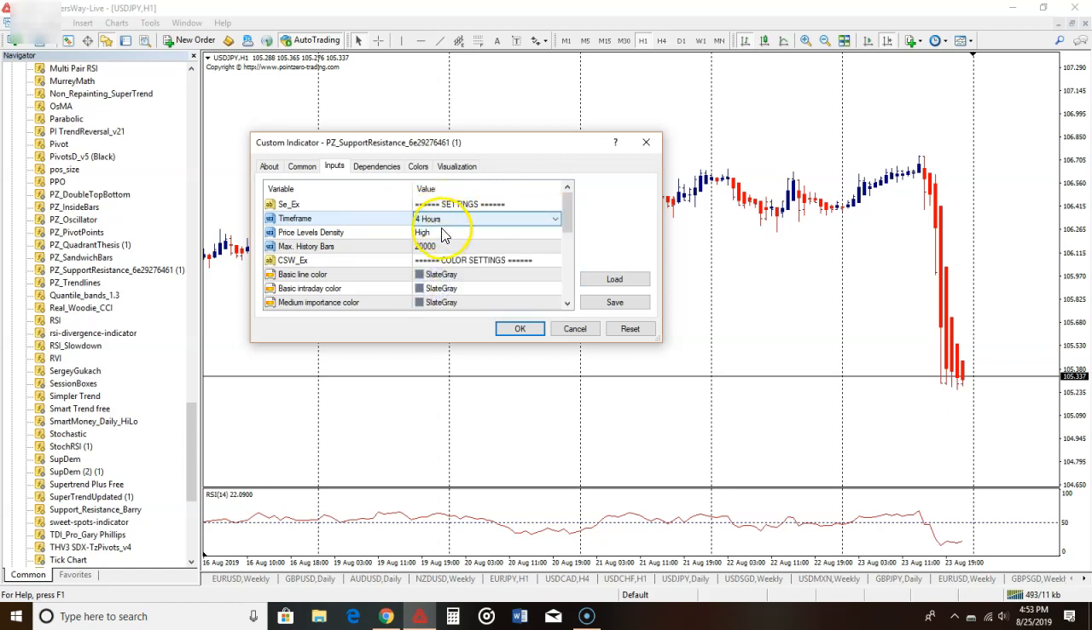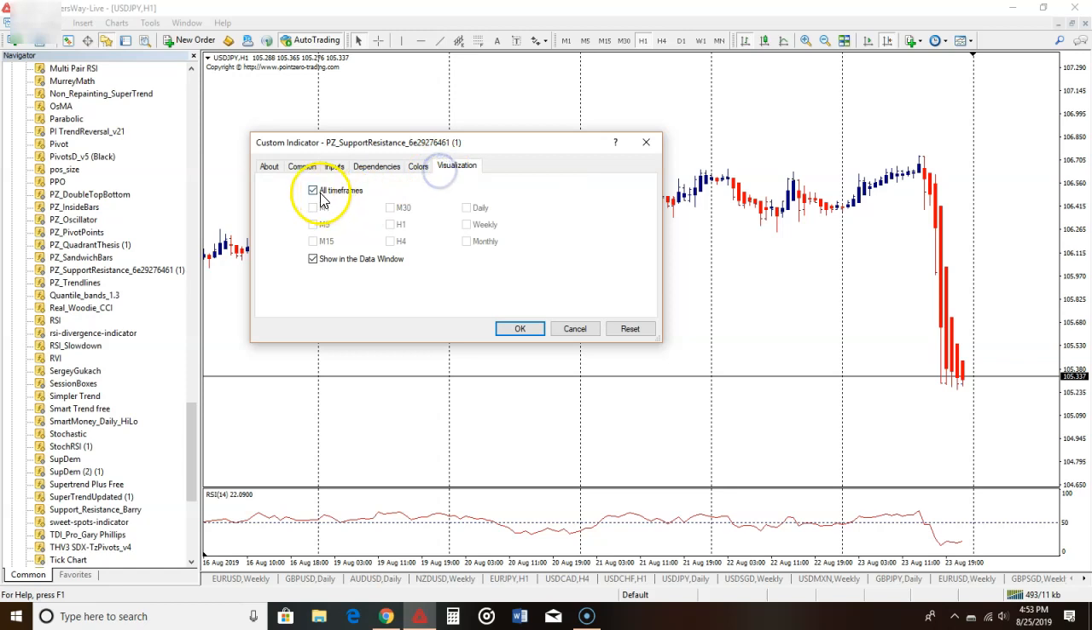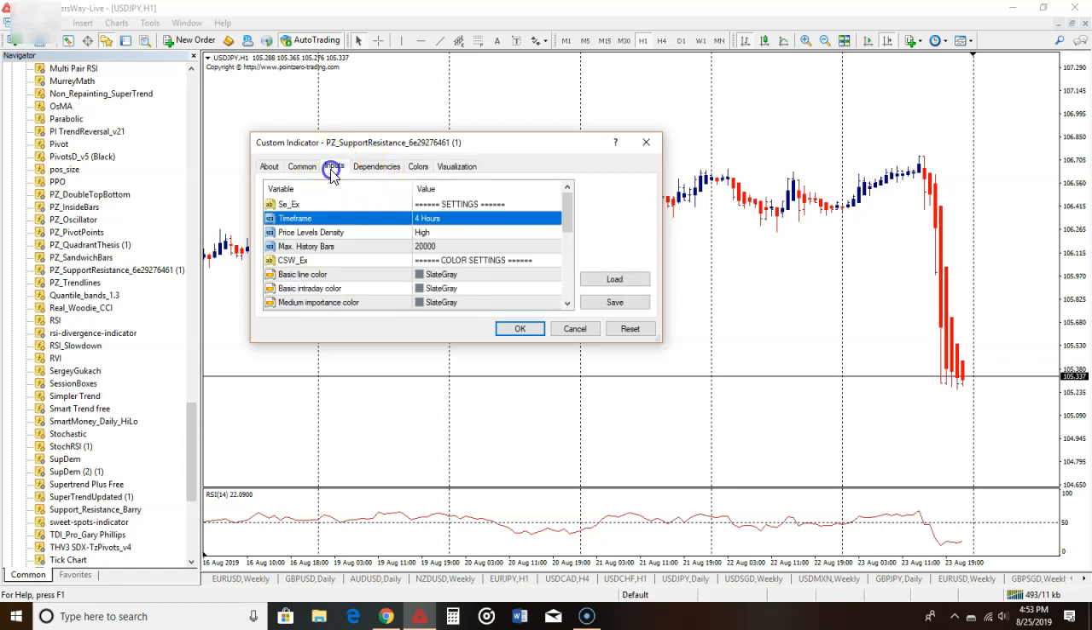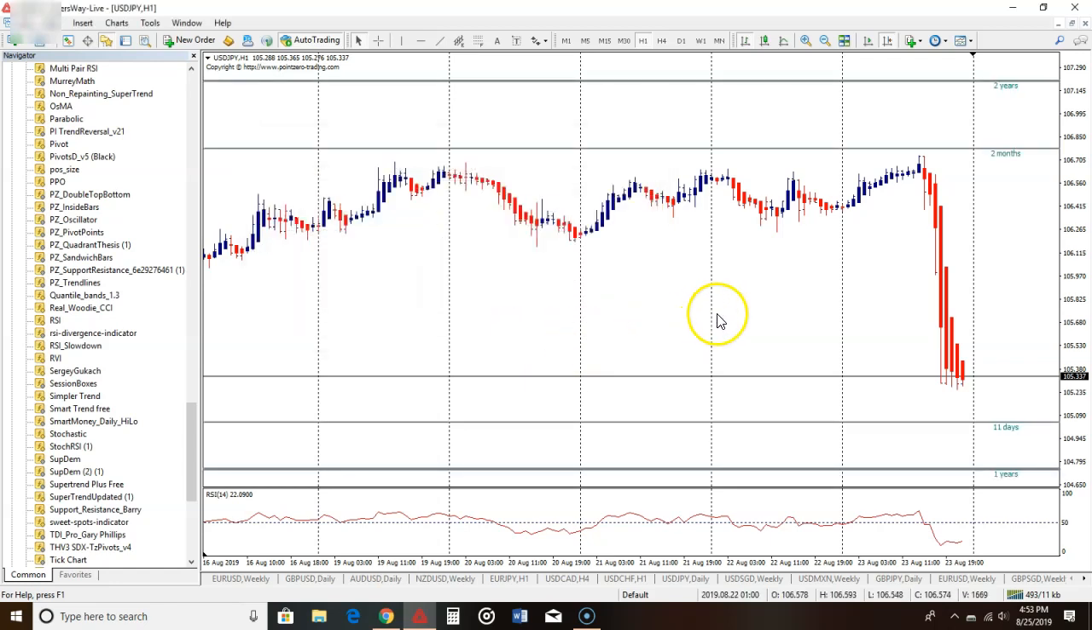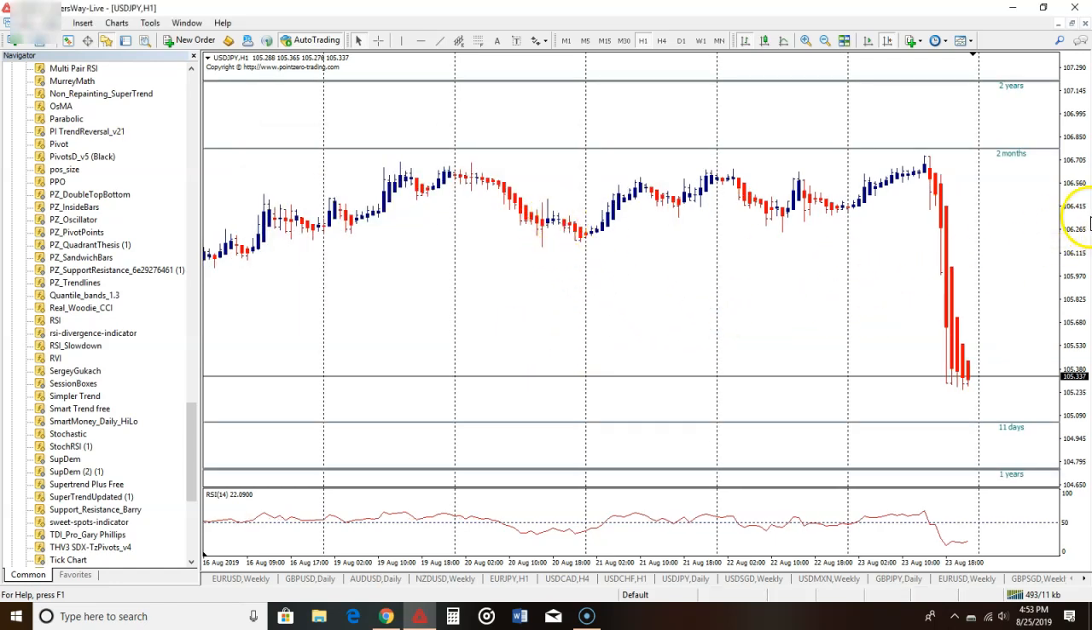4 hour levels I want to see. I want to see as many as possible because I'm trading on a lower time frame. The visualization goes to the 1 hour chart because I want to see everything on the 1 hour chart for this indicator that I'm dropping on right now. Hit OK. And voila. Look at these levels.